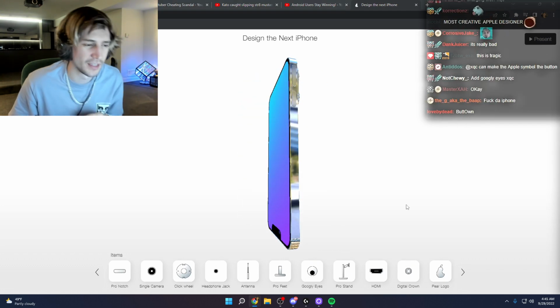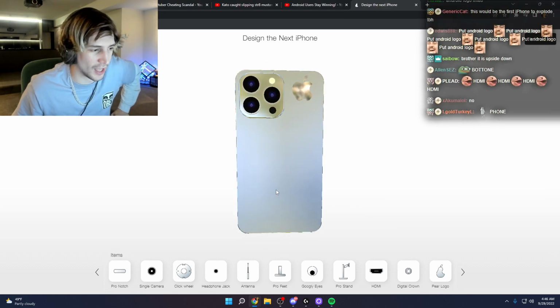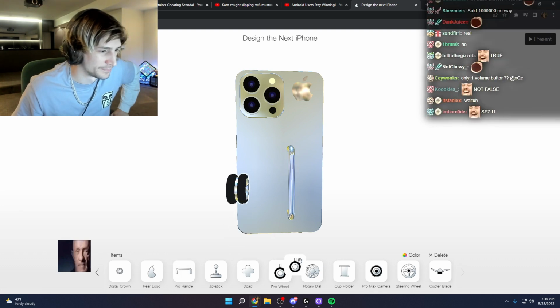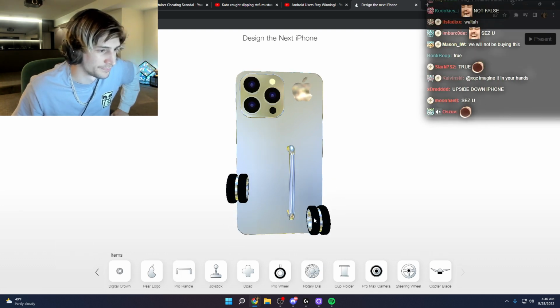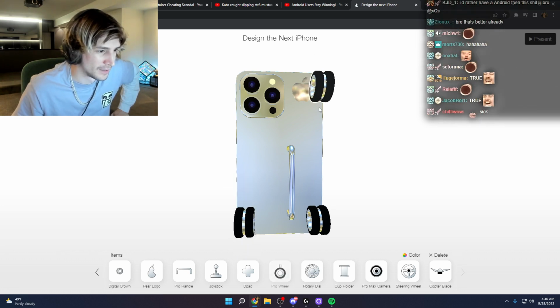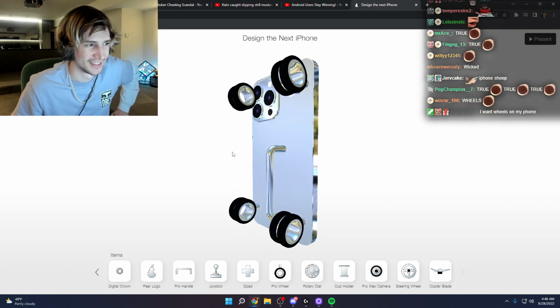I'm not buying it. Okay. You're an iPhone buyer, okay? Your phone could look like this. And you would buy it. This could be your next iPhone, and you would buy it. Literally.